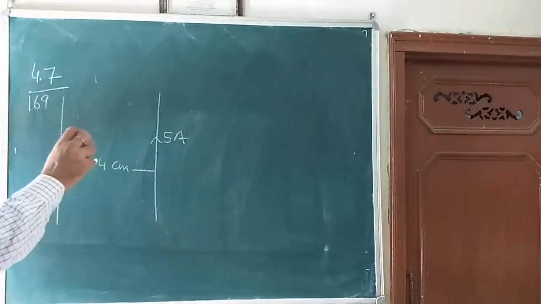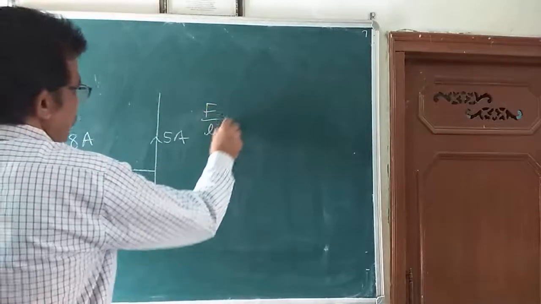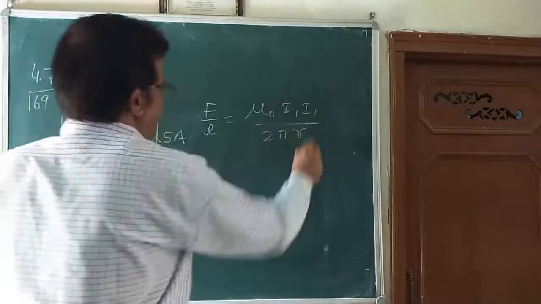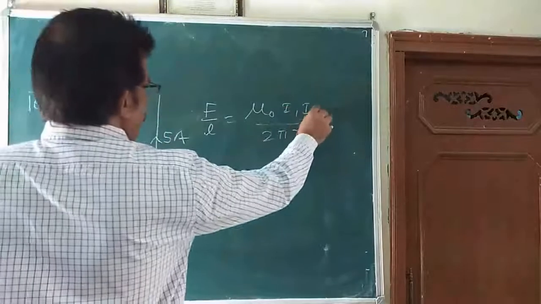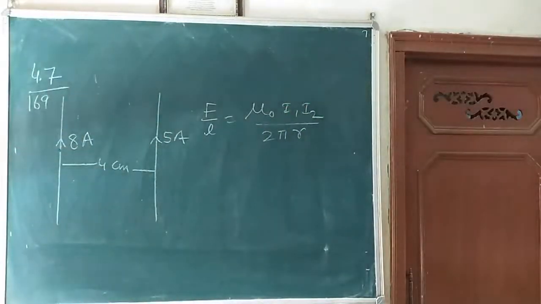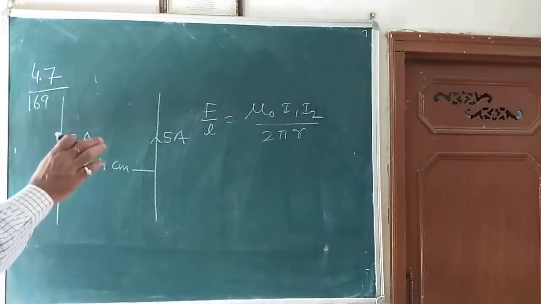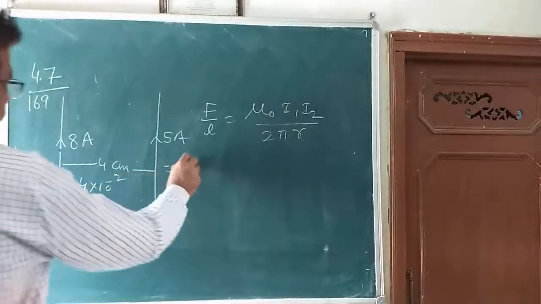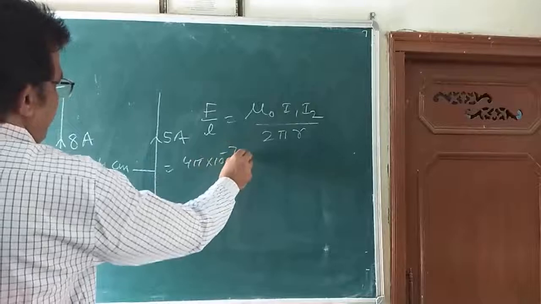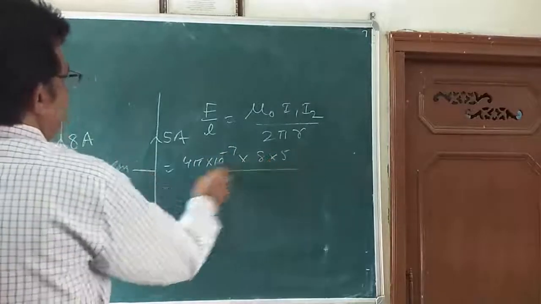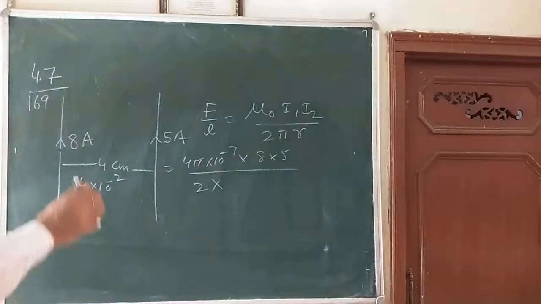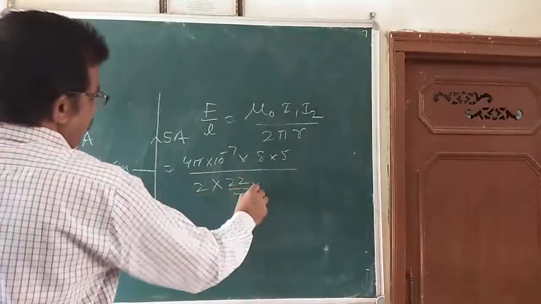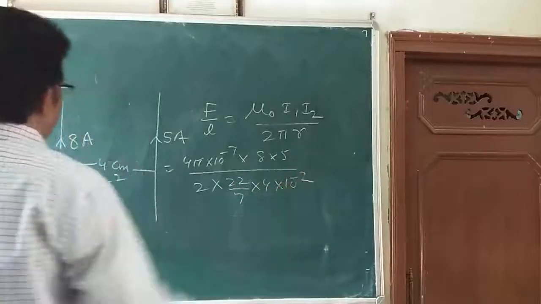What is the formula, dear children? Force per unit length is mu naught I1 I2 divided by 2 pi r. This is our formula. I1, I2 are the currents. Put all the values. Distance given is 4 centimeter, that is 4 into 10 to the power minus 2 meter. 4 pi into 10 to the power minus 7 into 8 into 5 divided by 2 into pi. Pi you can put 3.14 or 22 by 7, into 4 into 10 to the power minus 2.